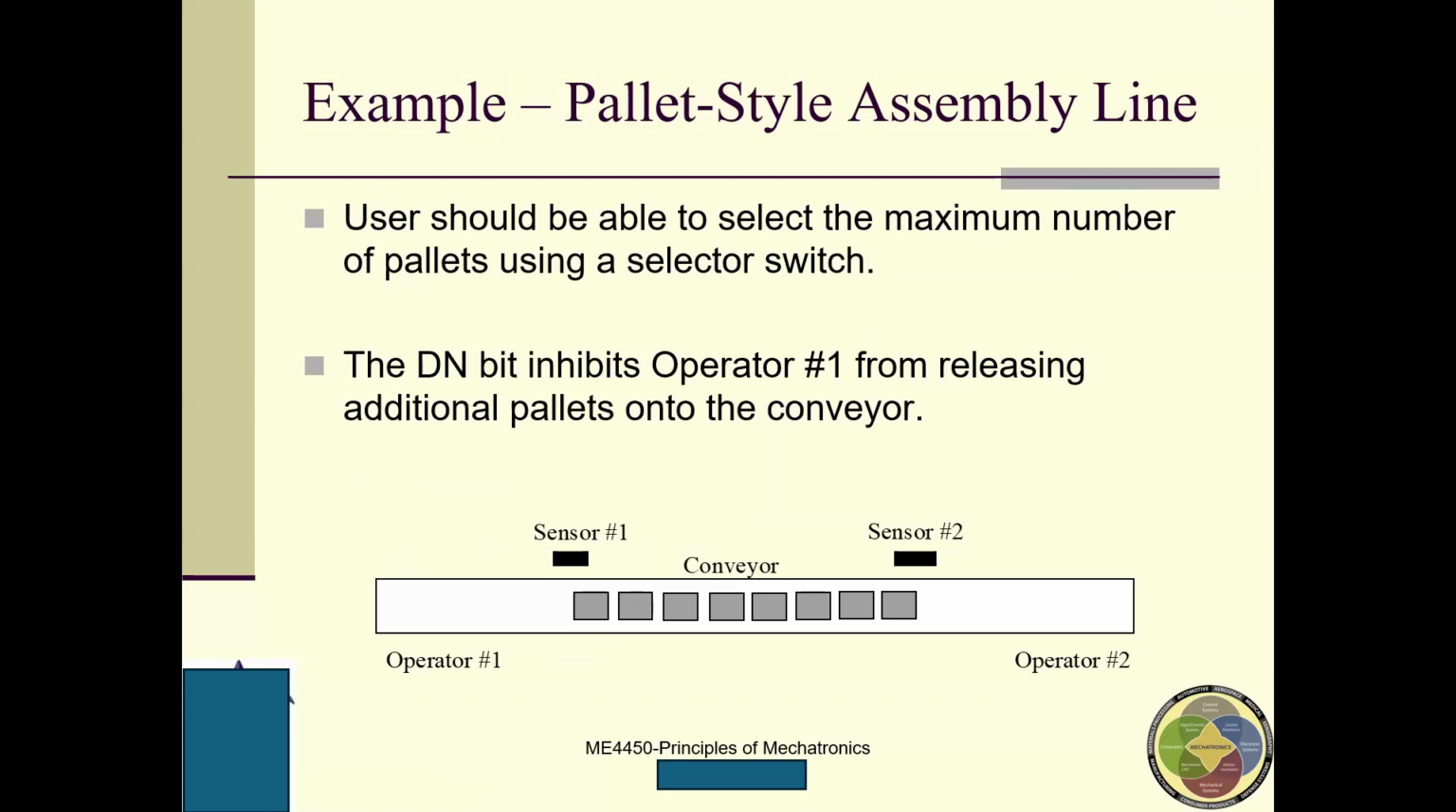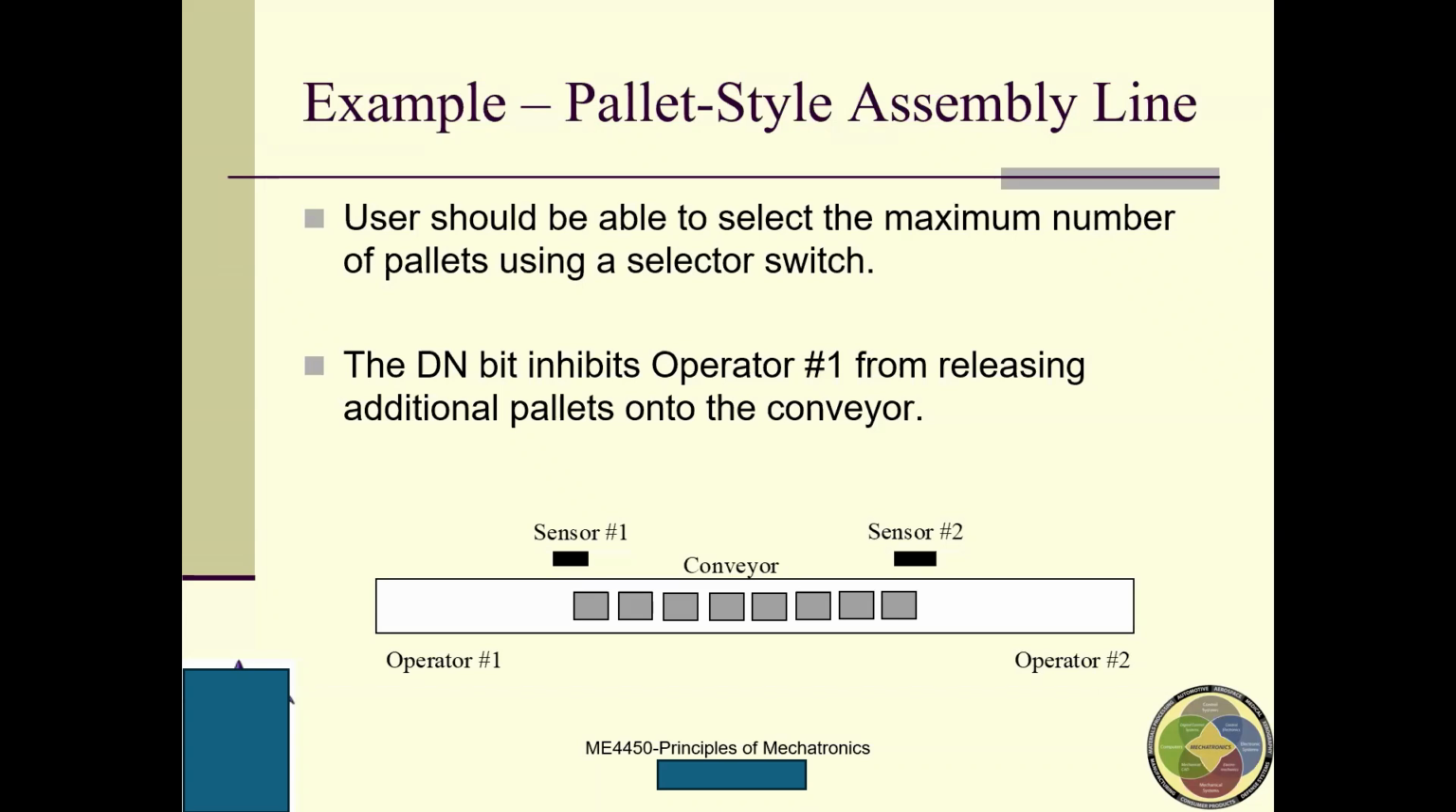What do we want to do? A user should be able to select the maximum number of pellets using a selector switch, the first one. So here, between sensor 1 and sensor 2, I can select currently 8 pellets. Maybe another student says, I don't want to keep 8 pellets, I want to keep 6 pellets. The third student says, I want to have 10 pellets.